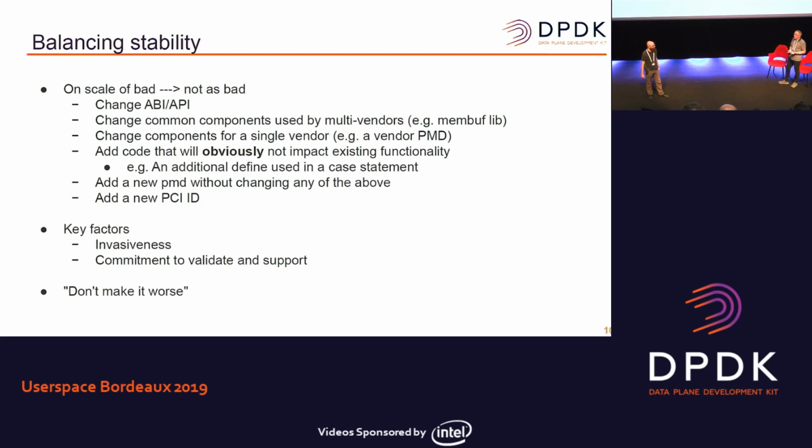Okay, so a new PMD. If a new PMD can slot in seamlessly through a plugin, that's something that shouldn't have an effect on existing PMDs or on any other vendors. And then maybe something like a new PCI ID. If the driver was the same, but it just needed a new PCI ID, that seems reasonable. It seems like it wouldn't cause new regressions.